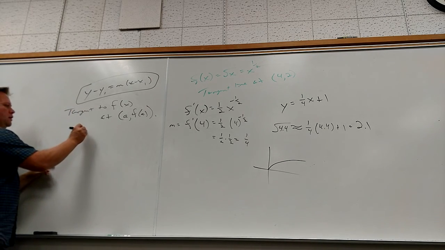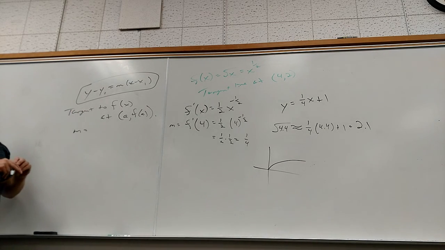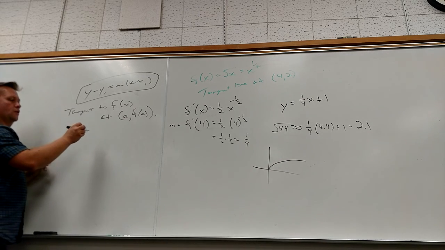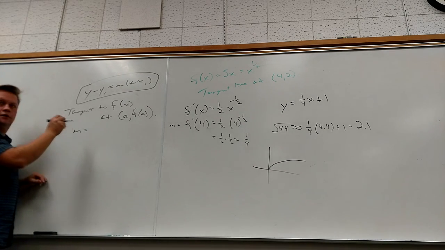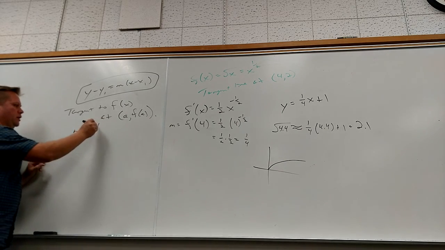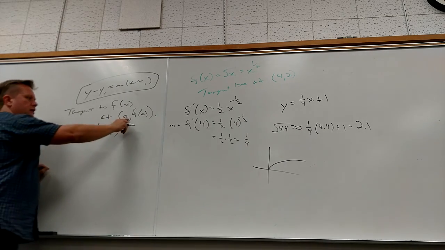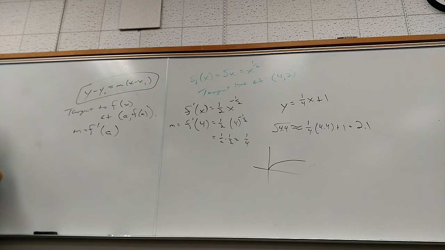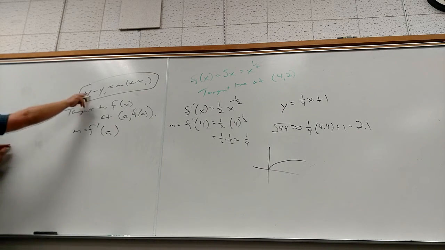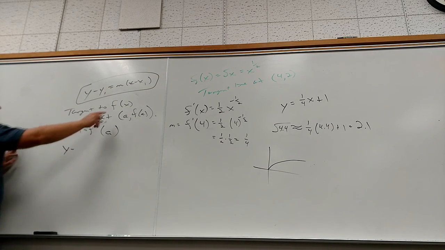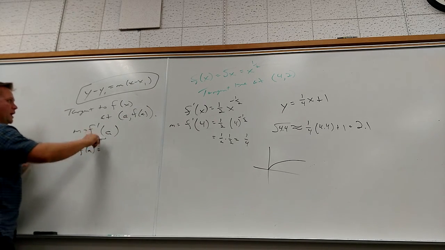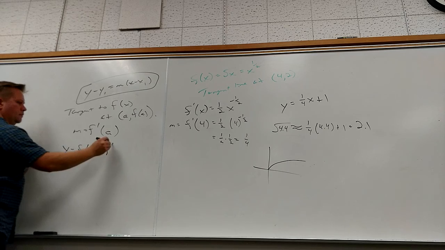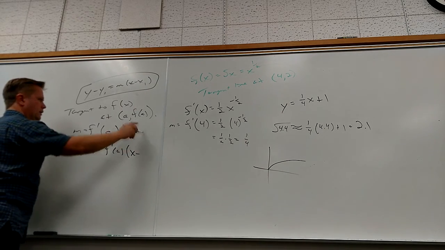What's the m going to be? How do I find m? What do I do? Take the derivative and you plug in a in this case, right? Yeah. So that's the slope. So what's this equation going to look like now? y minus the y piece, f of a, equals m times x minus the x piece.